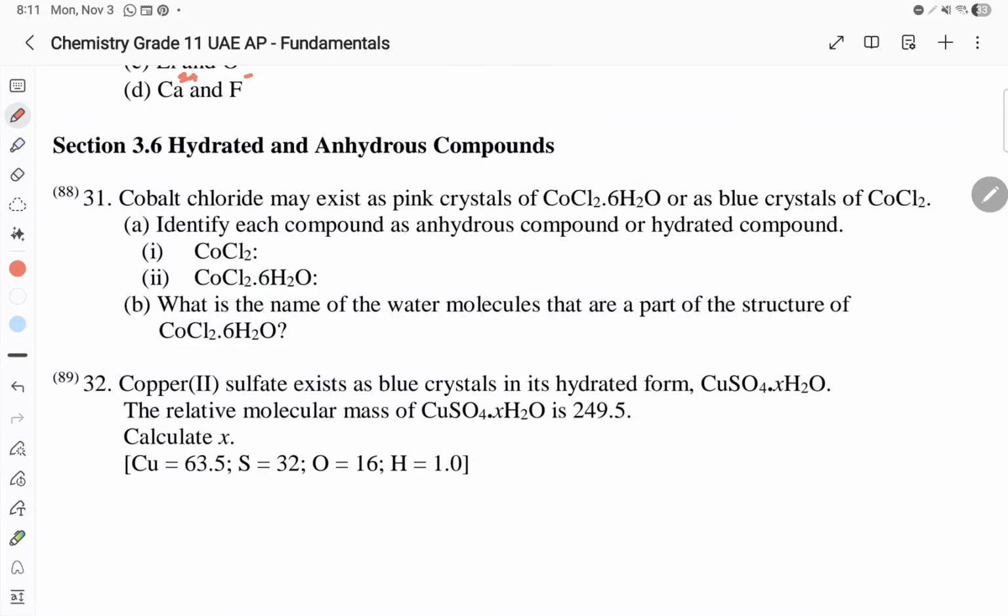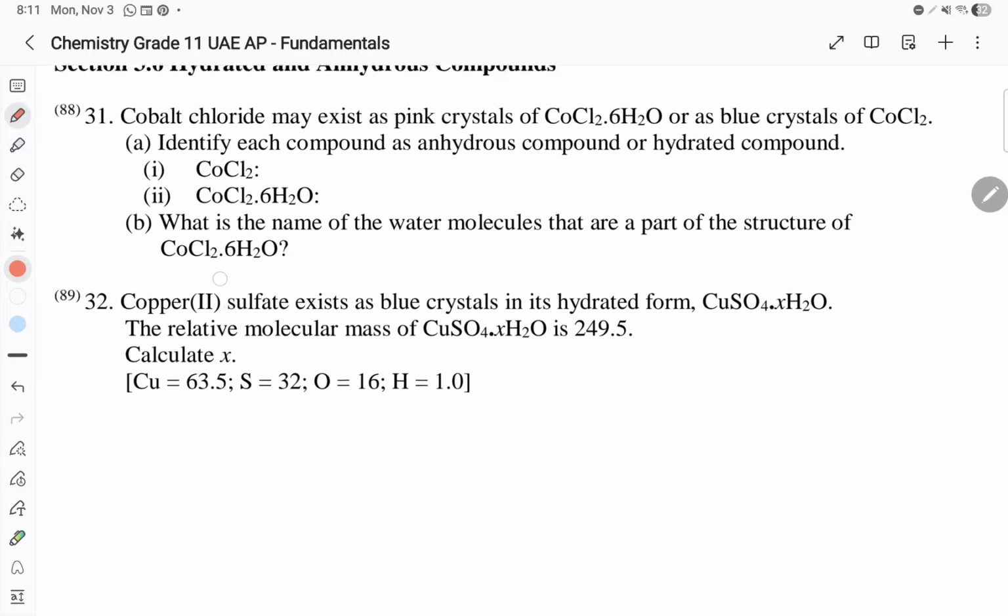And here, this is anhydrous because it's not chemically combined to water. This is hydrated because it is chemically combined to water, which you can tell by the dot here. The water molecules are called waters of crystallization.